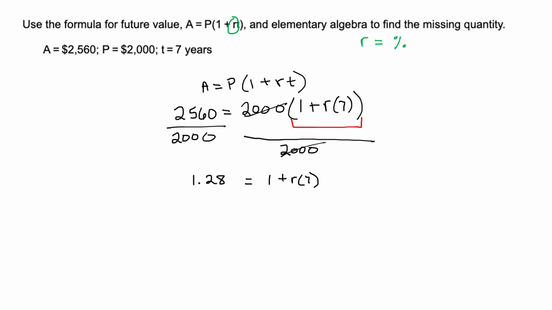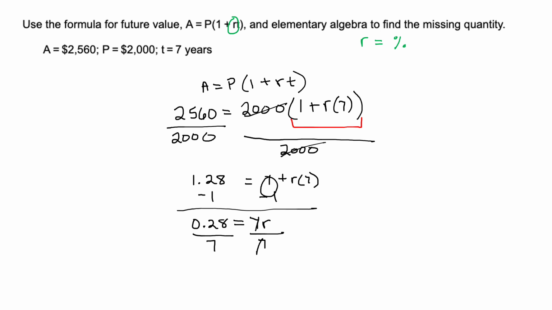Now I want to isolate the expression with the R in it. So I'm going to subtract 1 on both sides. 1.28 minus 1 gives me 0.28. And that equals R times 7. Now R times 7 is really the same thing as 7R, so I'm just going to write the number in front of the letter. Now I need to get rid of that 7. 7 is being multiplied to the R, so again I'll do the opposite operation and just divide both sides by 7.